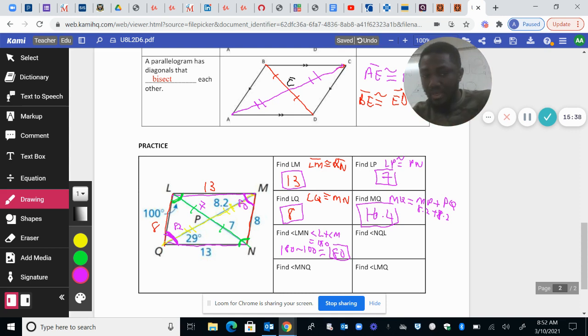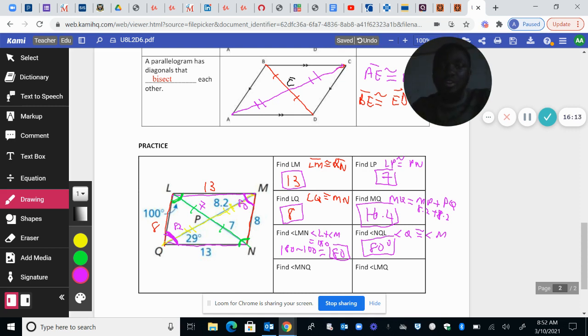And the next thing is angle NQL. As you can see, angle LQN is purple and angle M is also purple. Since they are opposite, they are congruent. So angle Q is congruent to angle M. M is what we just calculated on the left, which is LMN. So this one has to be 80 as well.